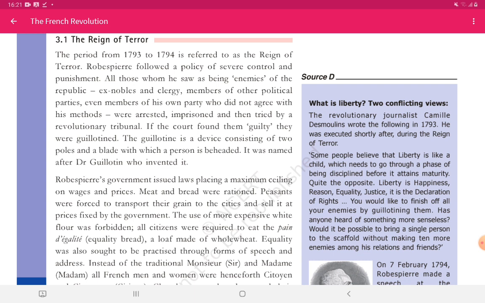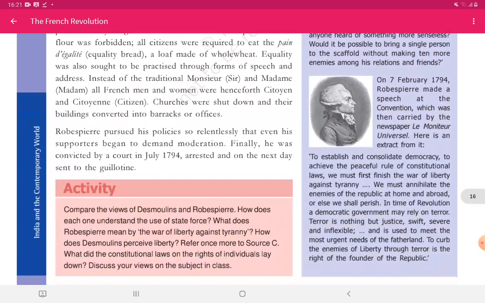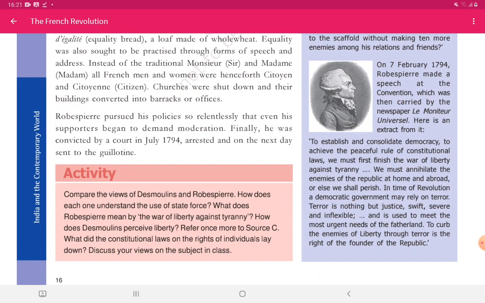Robespierre pursued his policy so relentlessly that even his supporters began to demand moderation. Finally, he was convicted by a court in July 1794 because of the crimes that he committed, and he was arrested, and on the next day he was sent to the guillotine.